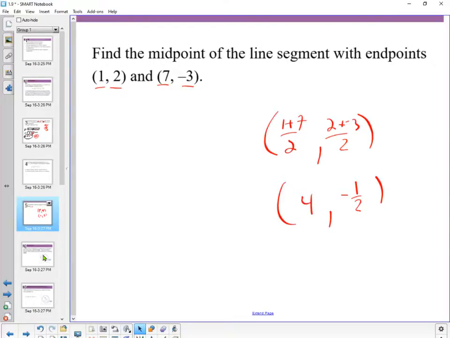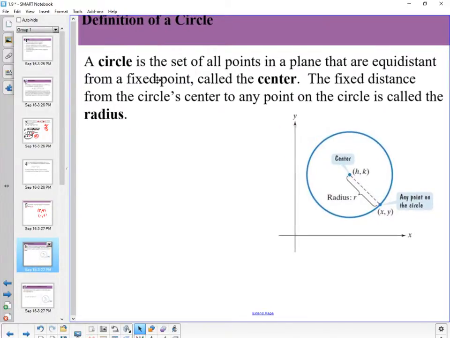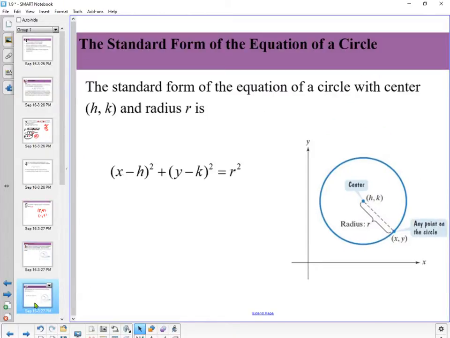Do you guys remember I said the distance formula is just Pythagoras theorem? Now we're going to do the definition of a circle. And then we're going to do the formula. So, a circle is a set of all points in a plane that are equidistant from a fixed point called the center. The fixed distance from the center of the circle is called the radius. Guys, this is also just Pythagoras theorem. Okay? This is all just Pythagoras theorem.